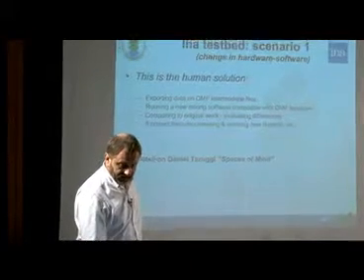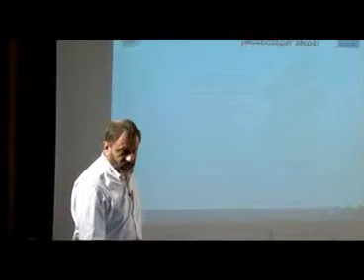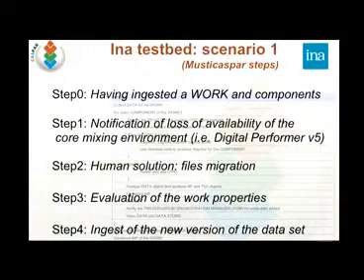It's a piece from Daniel Teruggi. I just show the steps on this. So you have a work and its components and parts on the Musticaspar server. You have this notification of availability of the core mixing, which is lost. It's exactly the same steps, of course, that Jerom has shown. Then you have your human solution, which is file migration in the studio. And then you check the result. So you have an authenticity protocol asking the composers or other persons if they agree with the result. And then you ingest the new version in the repository.